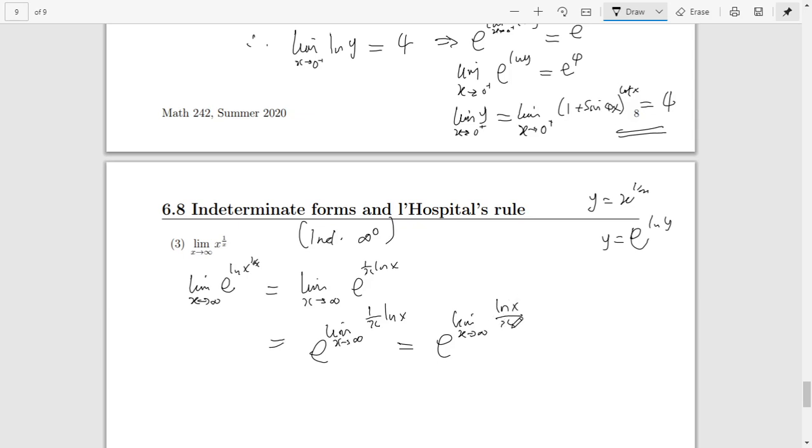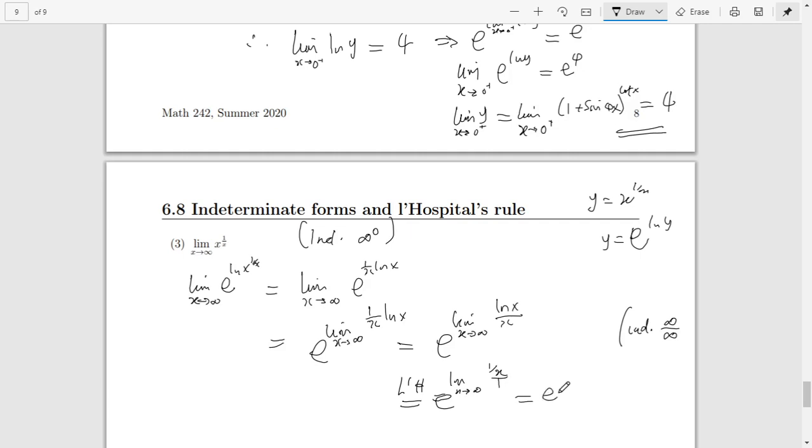And then if I take the limit of this, I'm going to get an indeterminate form of type infinity over infinity, because ln of x goes to infinity as x goes to infinity, and the same also with x. So now I can apply L'Hopital's rule by identifying this indeterminate form. I get the exponential of the limit as x goes towards infinity of the derivative of what I have here. If I differentiate ln of x, I get 1 over x divided by 1, the derivative of x. And if I take the limit of this, I'm just going to get 0.